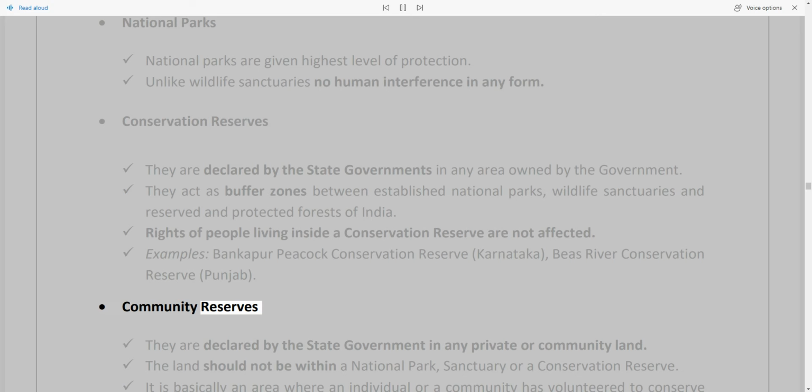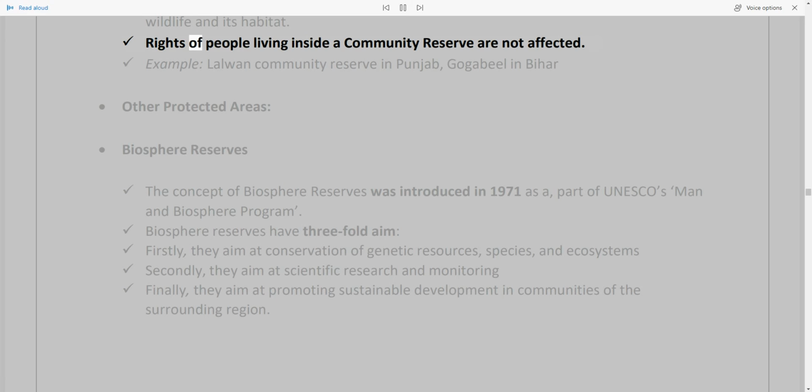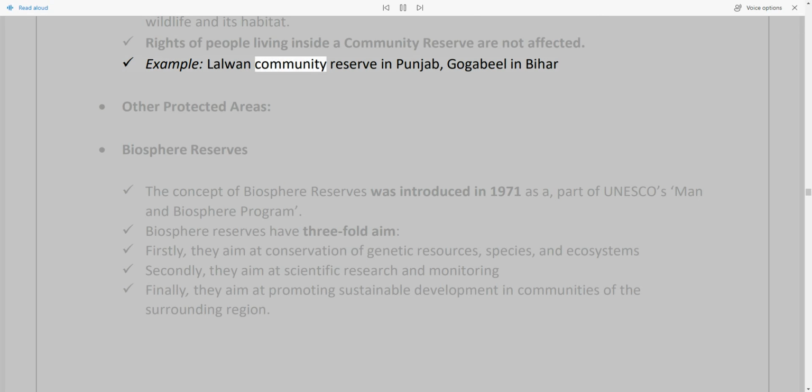Community reserves. They are declared by the state government in any private or community land. The land should not be within a national park, sanctuary, or a conservation reserve. It is basically an area where an individual or a community has volunteered to conserve wildlife and its habitat. Rights of people living inside a community reserve are not affected. Example: Lawan Community Reserve in Punjab, Gogabil in Bihar.